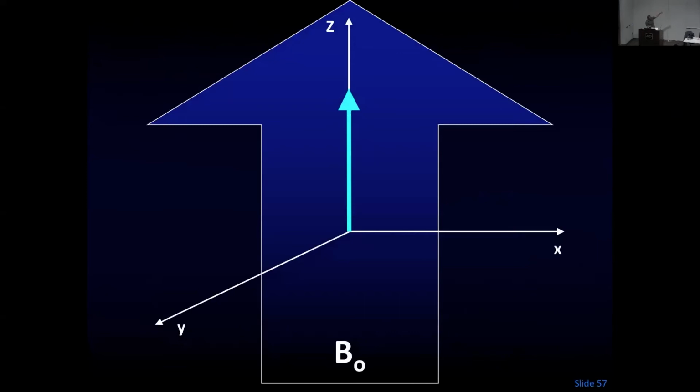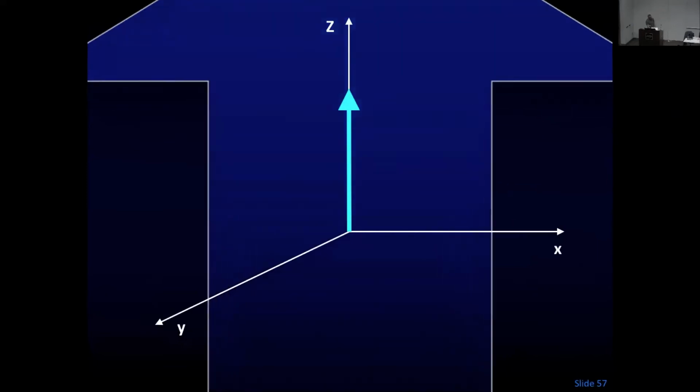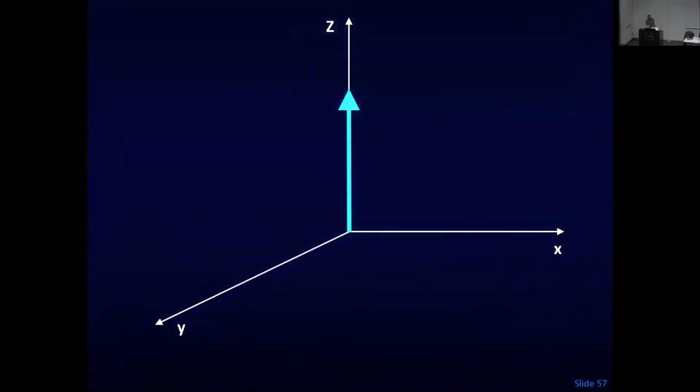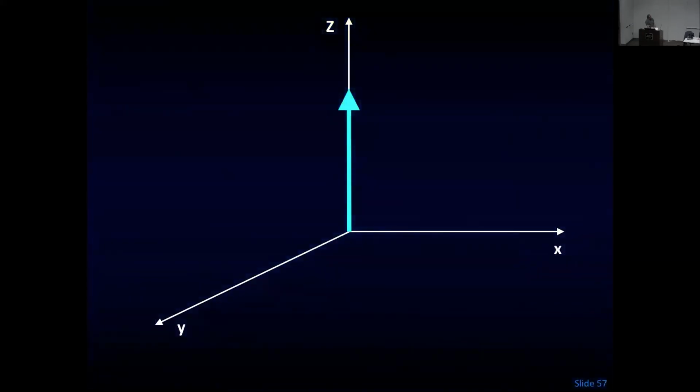But of course, B0 is much bigger than this, right? So let's expand B0. We're going to expand B0 to be its real field strength, to the point where it's completely usurping the field of view. So we have this huge B0 in the background, and now let's focus in on that light blue line, which is M0.